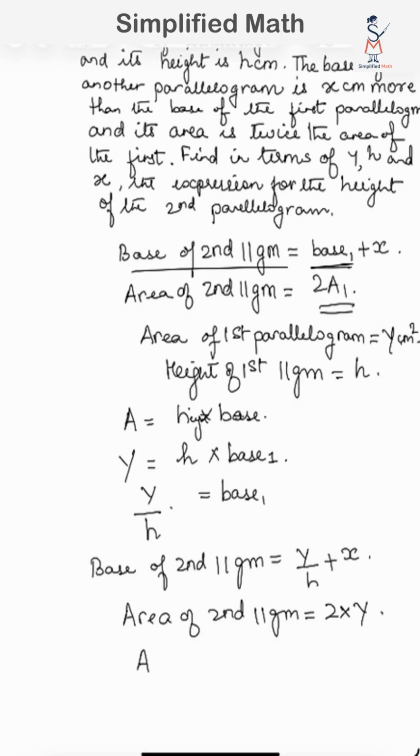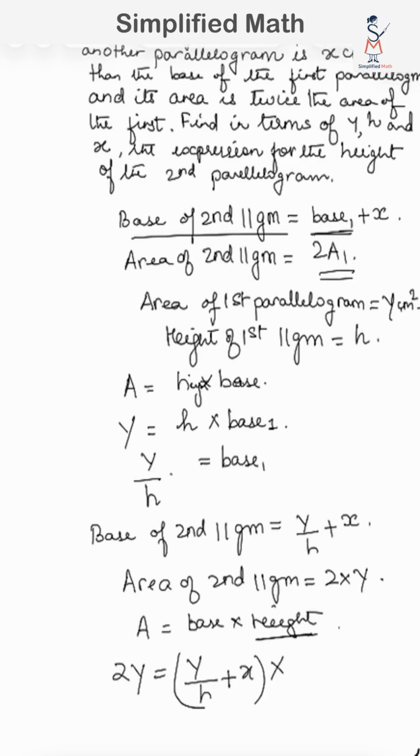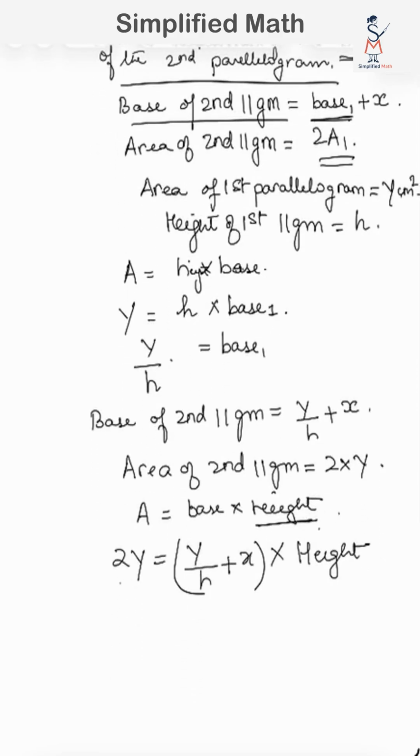Now we know again area is base into height. So let the height of the second parallelogram be h2. So in place of area we will write 2y and in place of base we will write y by h plus x. This multiplied by height. We need to find the height of the second parallelogram. Fine. So now instead of area we wrote 2y and instead of base we wrote y by h plus x. We have to find height.